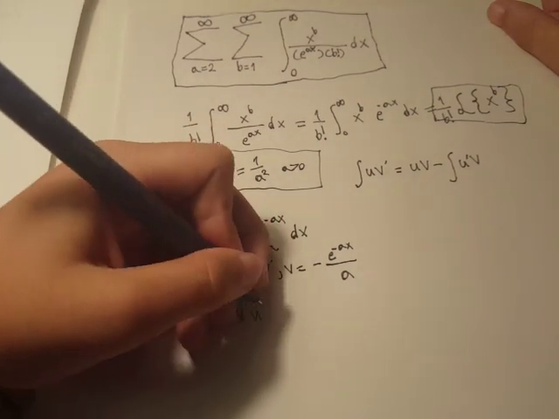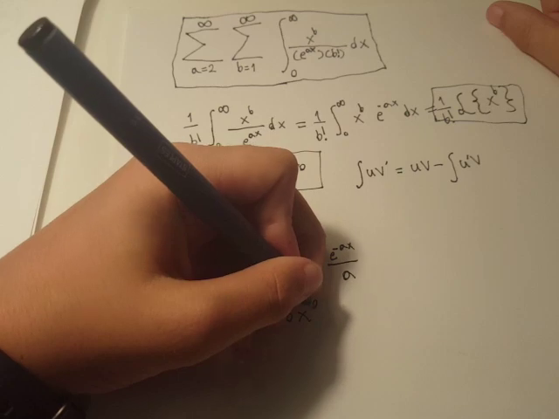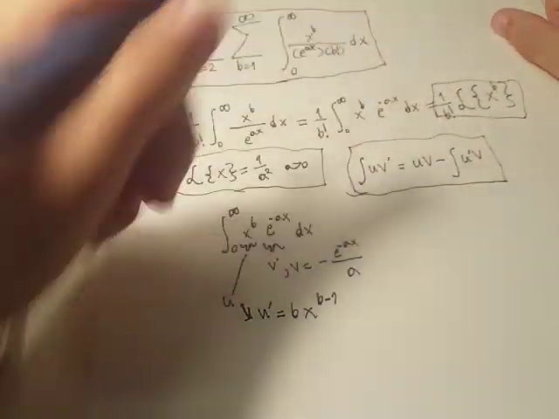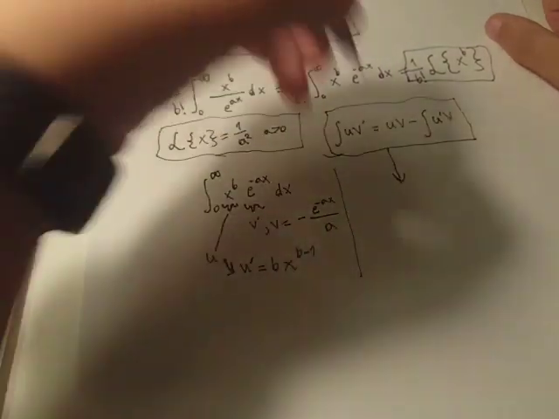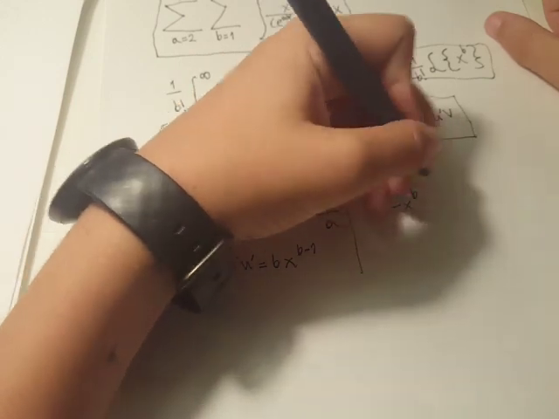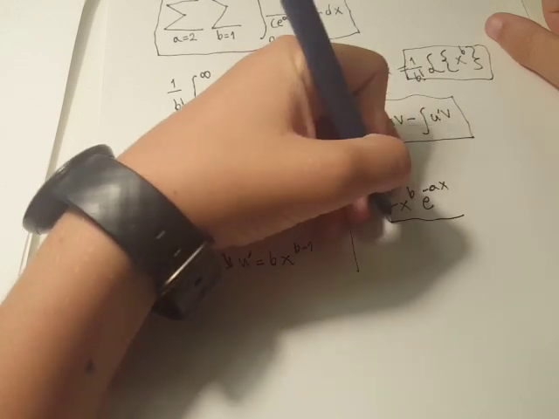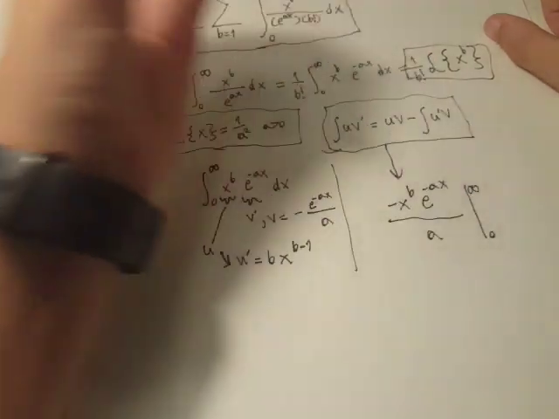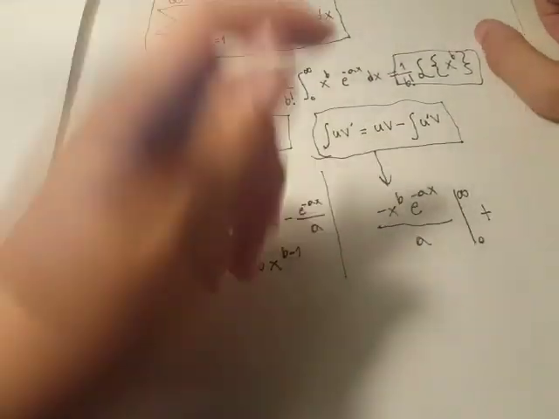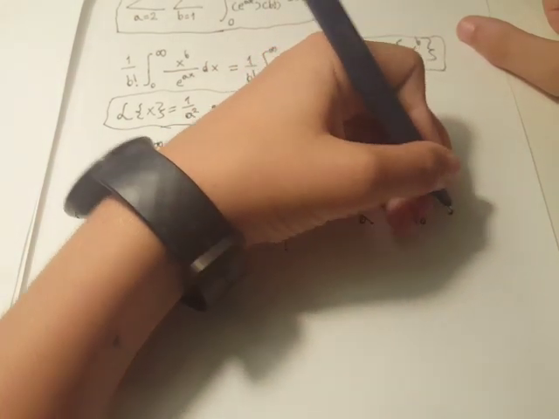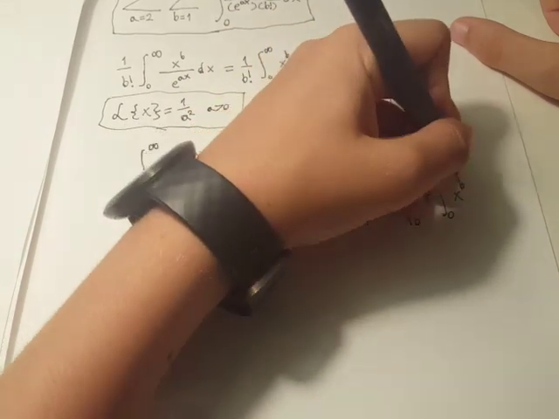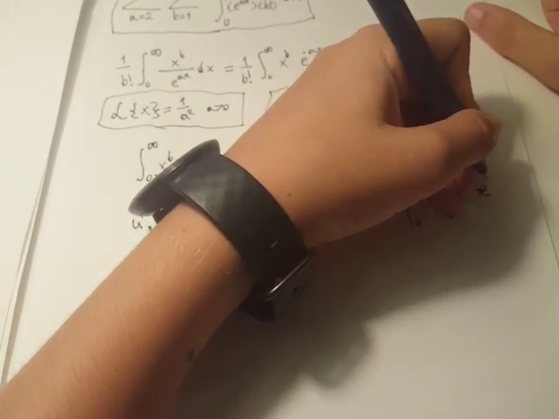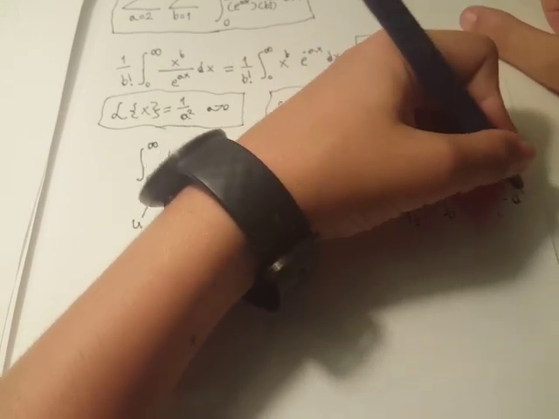Thus, u prime is b times x to the b minus 1. So, let's plug in the numbers here. Negative x to the b times e to the negative ax over a is this term, and we evaluate from 0 to infinity. And this is plus this term, which is the integral from 0 to infinity of x to the b minus 1 times e to the negative ax over a dx.